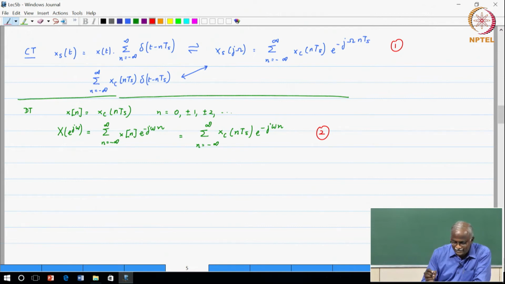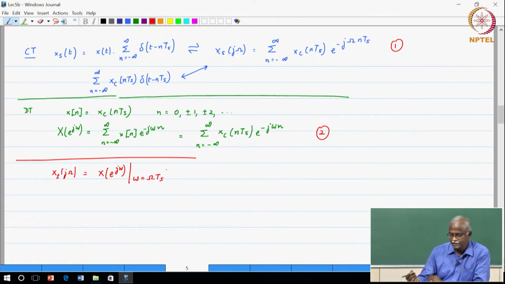So the next step is a very important link between the continuous time and the discrete time, which basically says, comparing 1 and 2, we write down the following: Xs(jΩ) has to be the same as Xe(jΩ) evaluated at ω equal to ΩTs. That is the relationship between the continuous time frequency and the discrete time frequency.